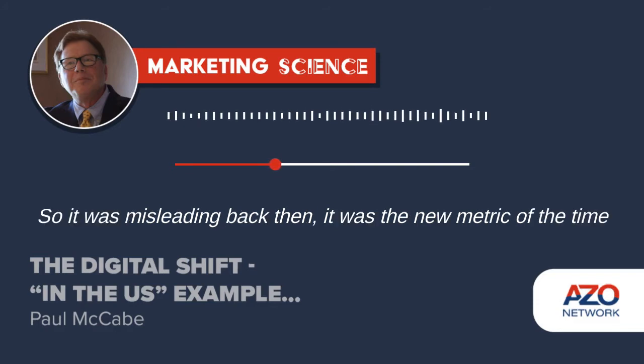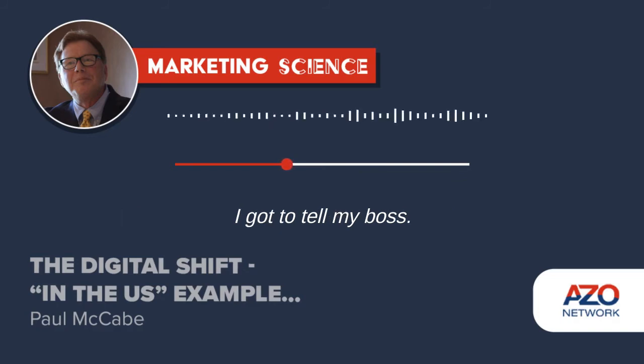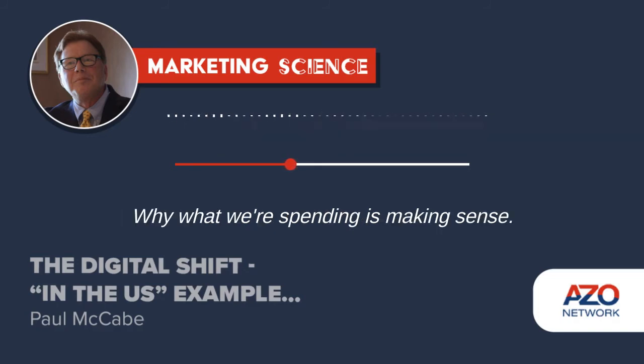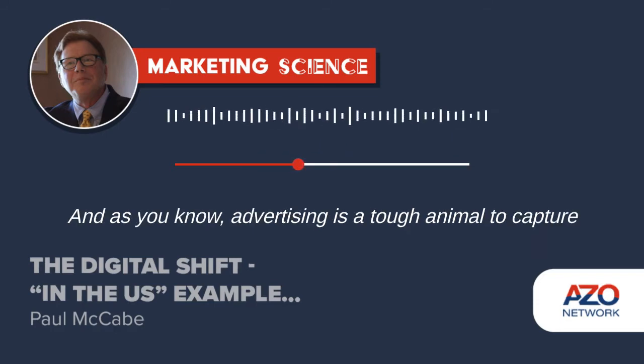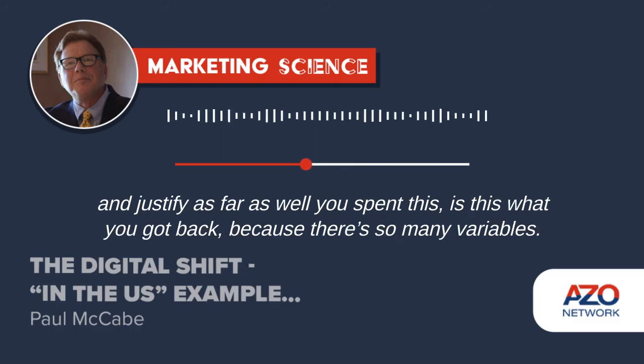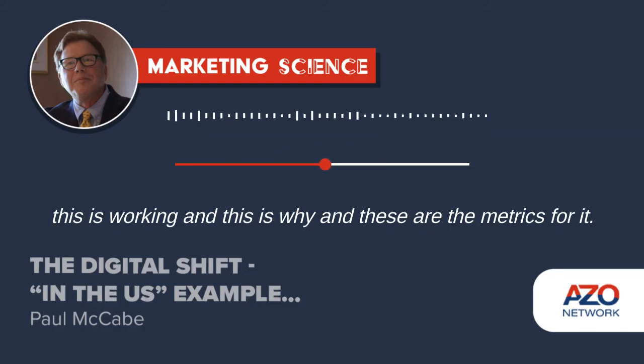So it was misleading back then, and it was the new metric at the time, because people were always clamoring, listen, I got to tell my boss why what we're spending is making sense. What's my ROI? How do I justify advertising? And as you know, advertising is a tough animal to capture and justify as far as, well, you spent this, is this what you got back? Because there's so many variables. So we keep trying, or have tried over the years, to make it more and more visual to show that, yes, this is working and this is why, and these are the metrics for it.